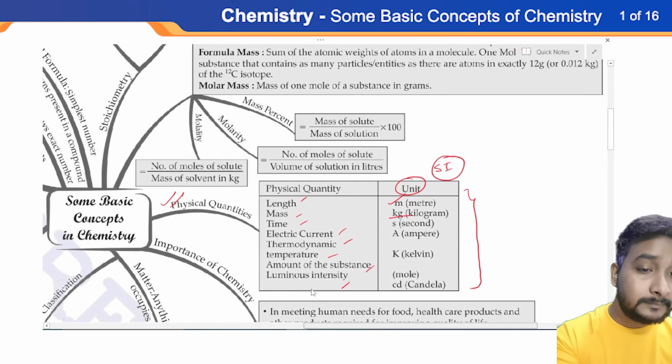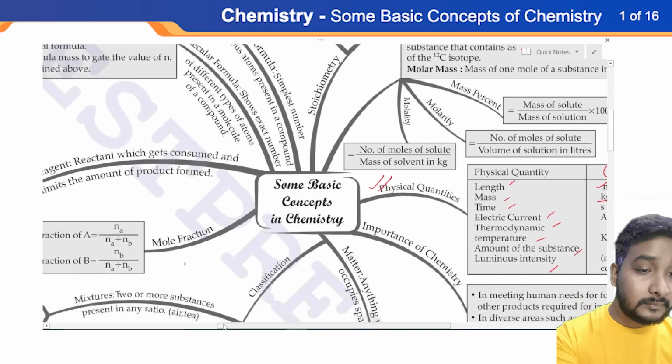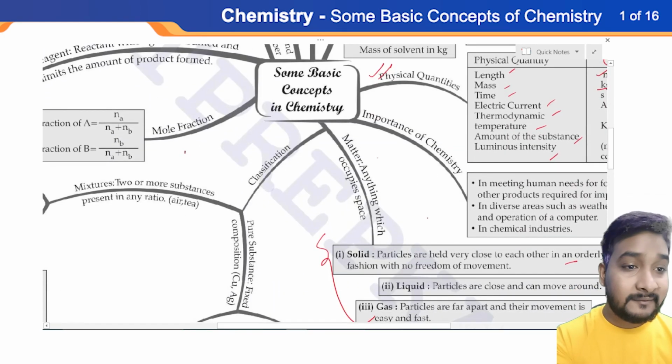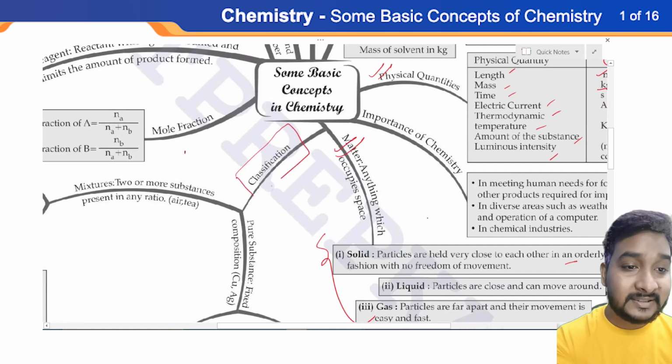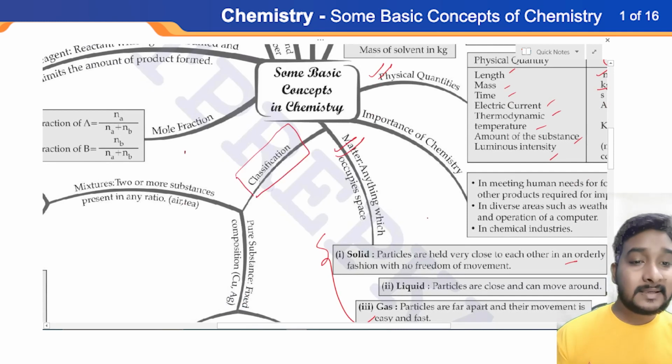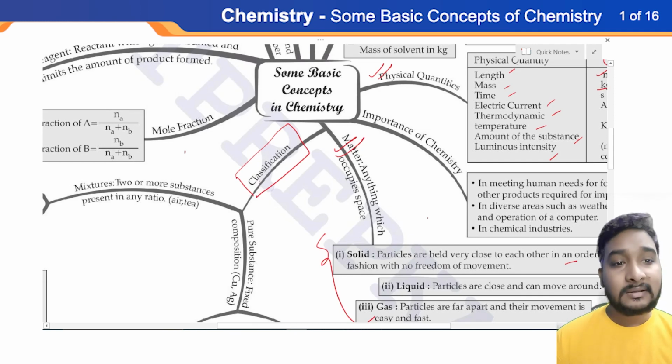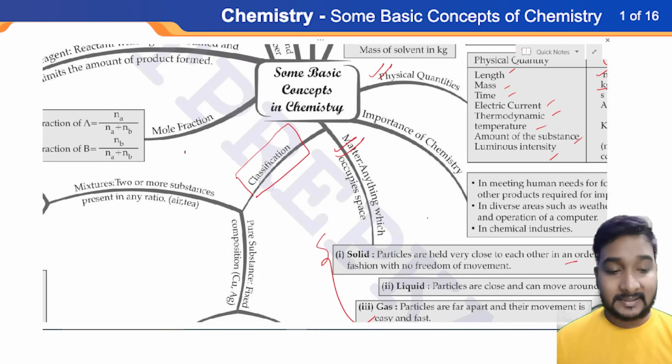Now after that, let's move on to the classification. We have completed the matter, we have completed physical quantities. Now we are completing classification. On the basis of some properties, matter is classified into two parts.